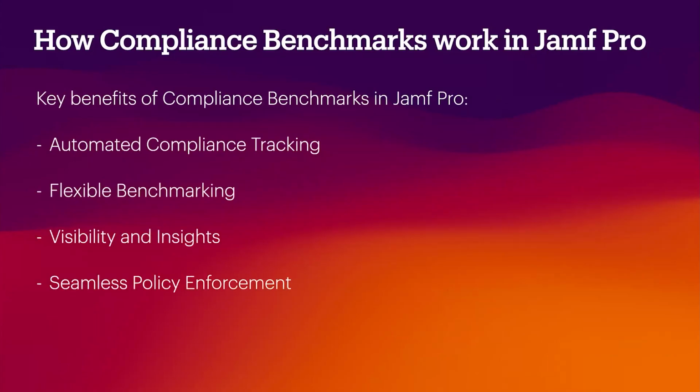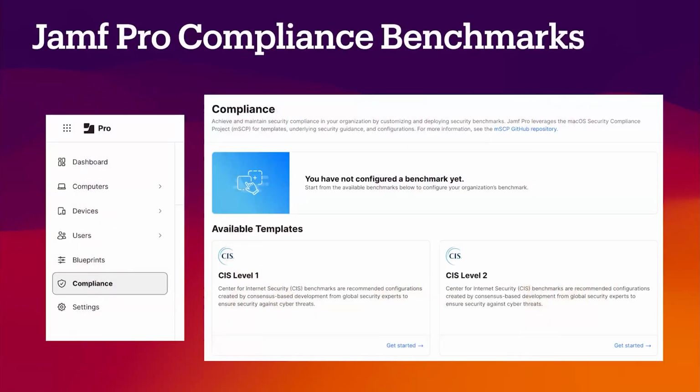Automated compliance tracking allows us to maintain CIS benchmarks with a single click. Flexible benchmarking lets us align with CIS level 1, level 2, or we could even define our own standards. Visibility and insights allow us to identify compliance gaps before they become risks. And seamless policy enforcement simplifies security at scale. So in Jamf Pro, these are located on the left-hand navigation menu. When clicking on a tab, it'll bring you to your compliance configuration dashboard. Next up, I have a demo of what it looks like to create a compliance strategy for your fleet. And then we'll break it down from there a little bit.